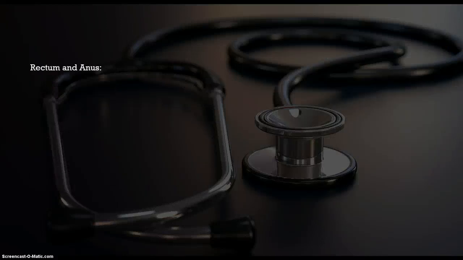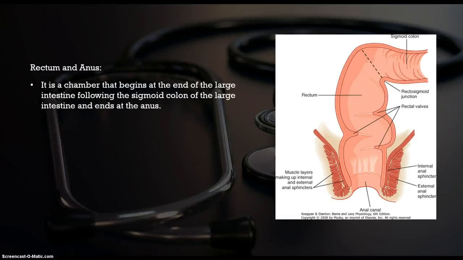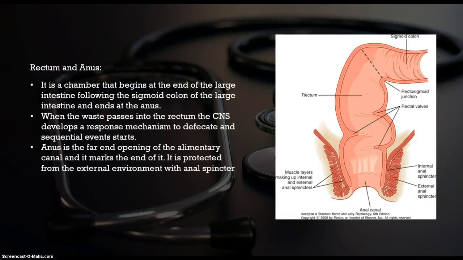Next comes the rectum and anus, the final part of the alimentary canal or the human digestive physiology. It is the chamber that begins at the end of the large intestine following the sigmoid colon. You can see the sigmoid colon here. This sigmoid colon falls on to what? Rectum, and this rectum falls into what? Anal chamber and finally the anal canal.